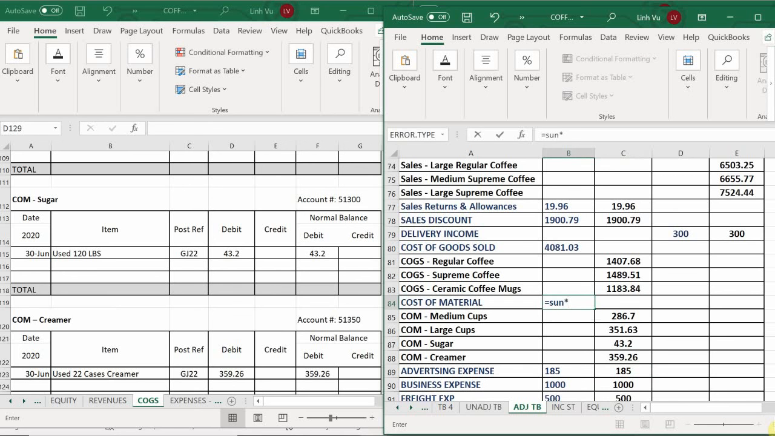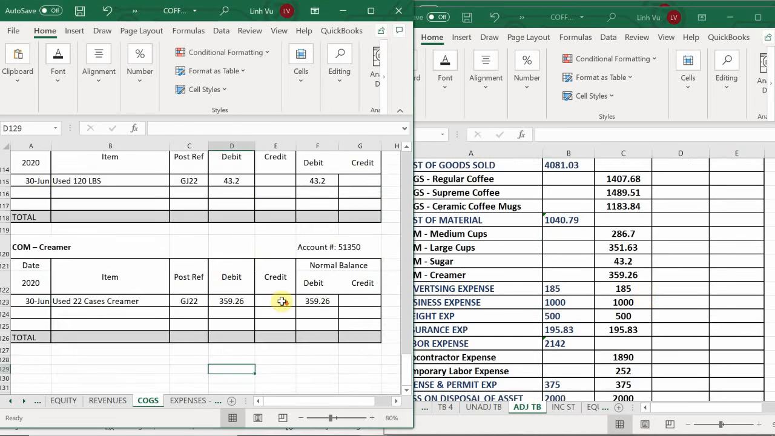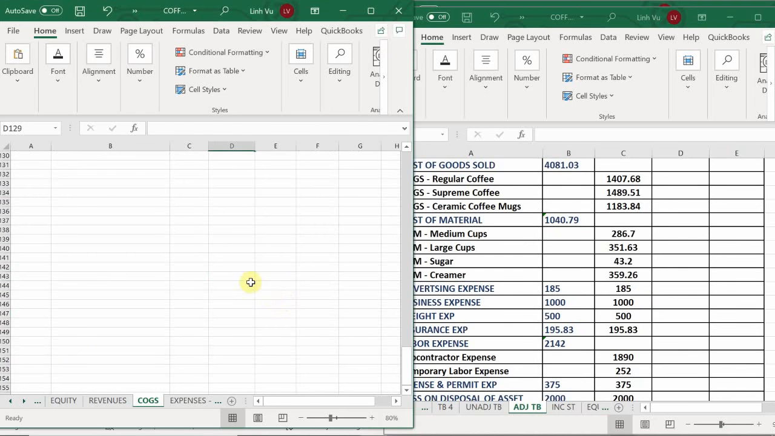So therefore equals sum. We're gonna get the medium cups, large, sugar, and creamer. Equals sum. Large, medium, sugar, and creamer to give me a total of $1,040.79. Okay. And that is it for the cost of goods sold section.